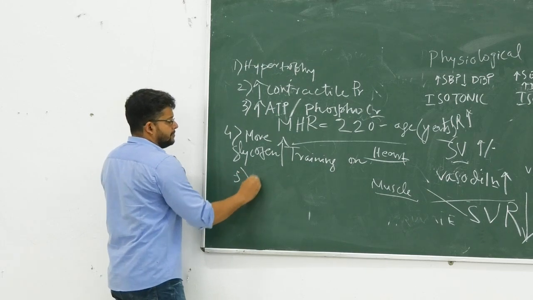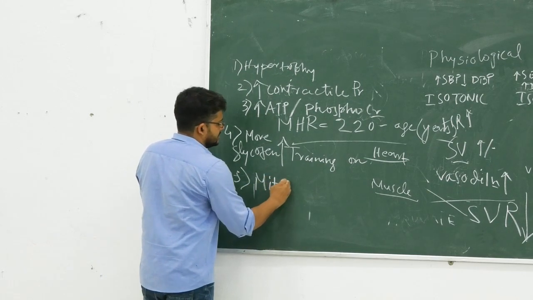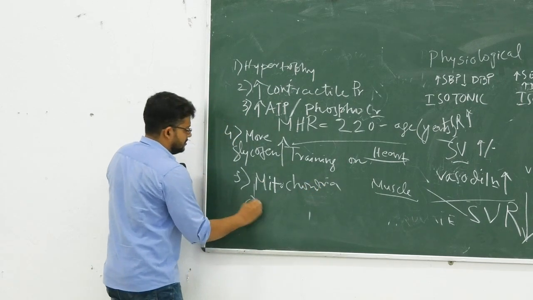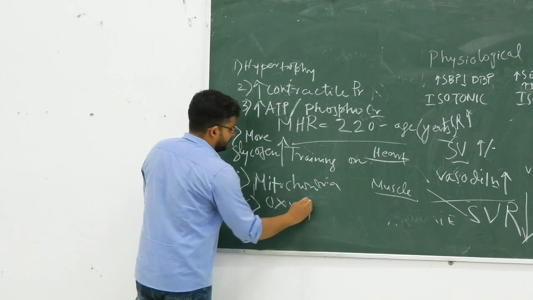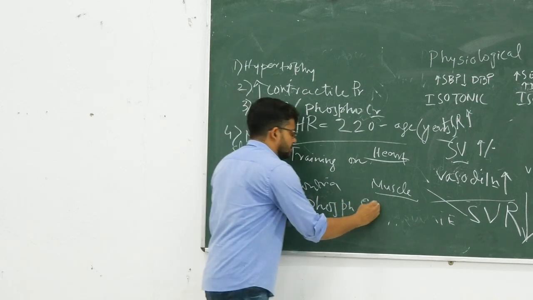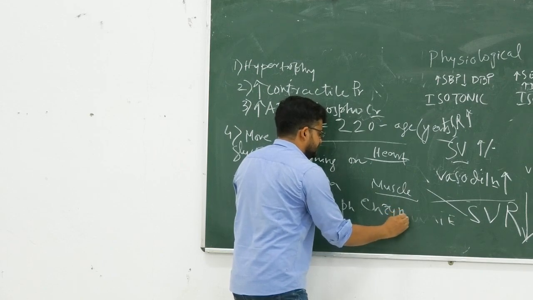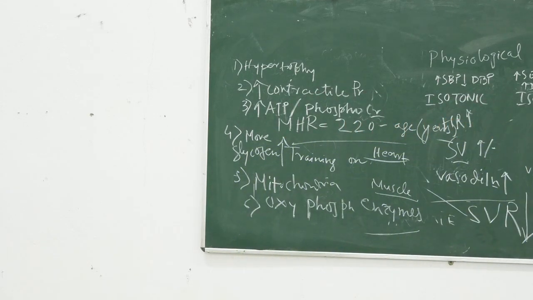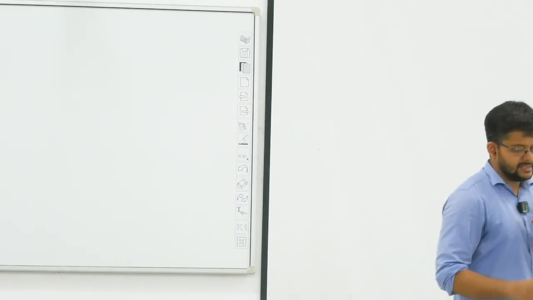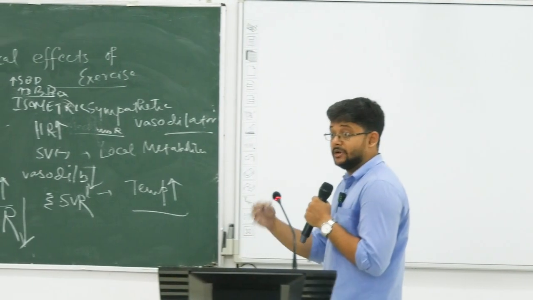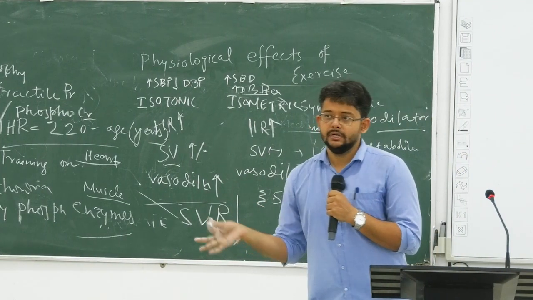Fifth, more number of mitochondria seen. Sixth, more amount of oxidative phosphorylation enzymes will be present in the muscle. These are the changes in muscle, so muscle mass will increase, muscle storage will increase, and muscle efficiency will increase. More calcium concentration, calcium release, those things will happen. Clear?